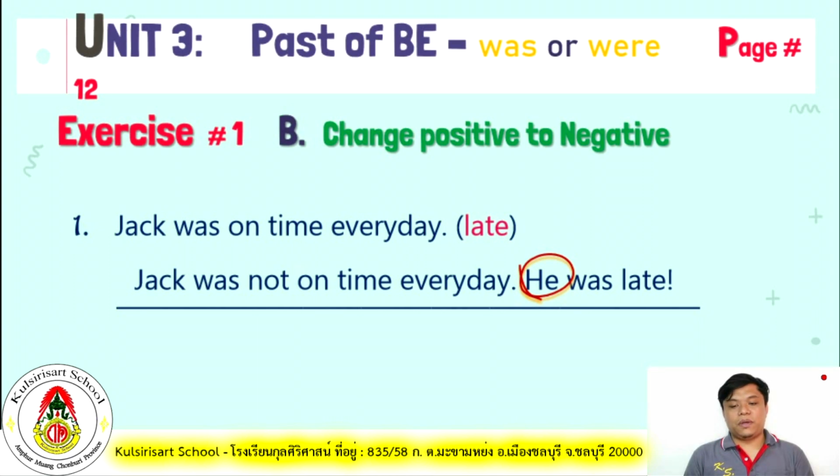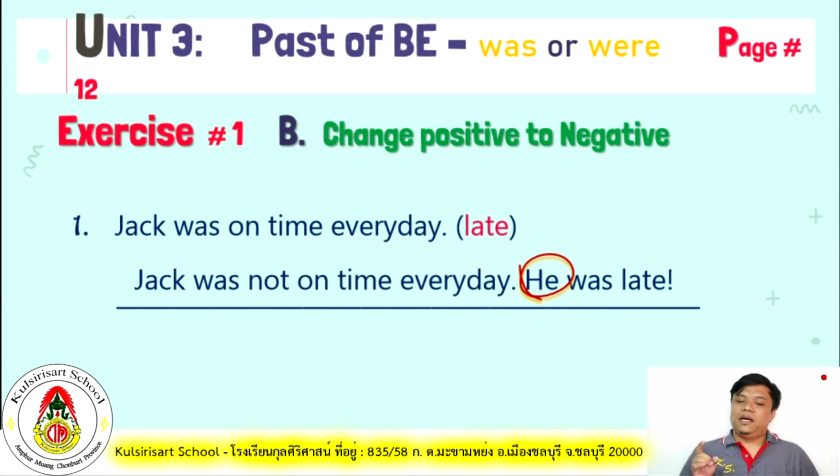So Jack was on time every day. We will put the word not. Okay. Can you put not in the sentence? Jack was not on time every day. Correct. We put not in the sentence, so Jack is not really on time. In the parentheses, we say late. So we will make a sentence at the end saying that Jack is not really on time every day. We have here the word in the parentheses saying he is late, so we will say he was late. Okay? Did you get it?